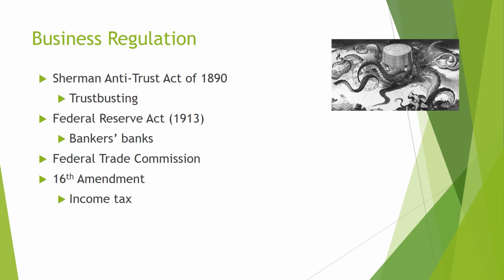And then finally, another example of business regulation is the ratification of the 16th Amendment, which implements a graduated income tax. We might not think of this as incredibly progressive, but it becomes more so if we consider the fact that corporations are required to pay taxes as well.